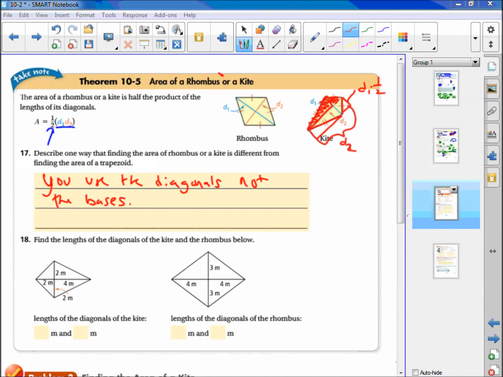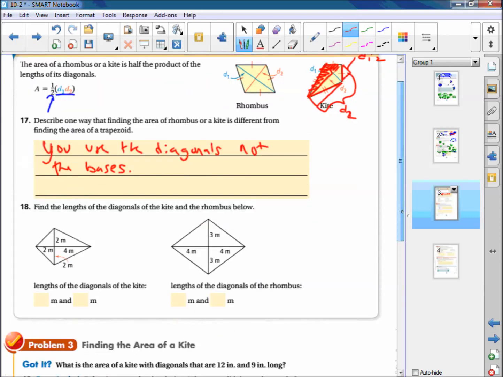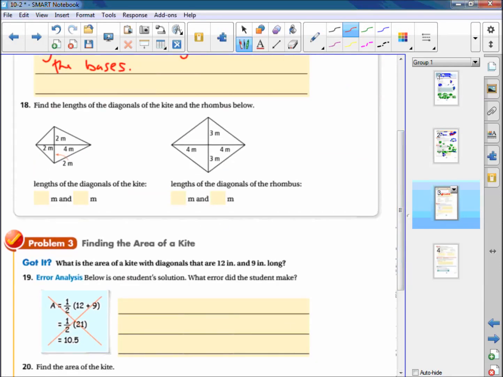Okay. All right, so find the lengths of the diagonals of the kite and the rhombus below. So we're going to find out how long the lengths of the diagonals are. In this one, this diagonal is a 2 and a 2 put together for 4. And this diagonal is a 2 and a 4 put together for 6. And this one here, this diagonal is a 3 and a 3 put together for 6. And this diagonal is a 4 and a 4 put together for 8.